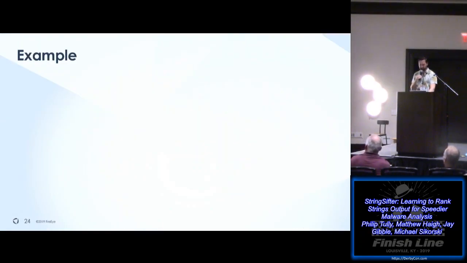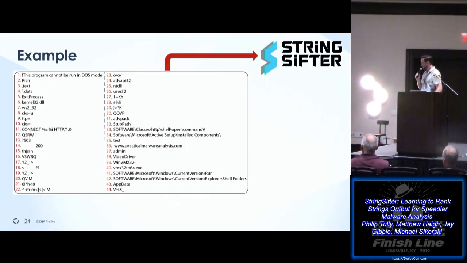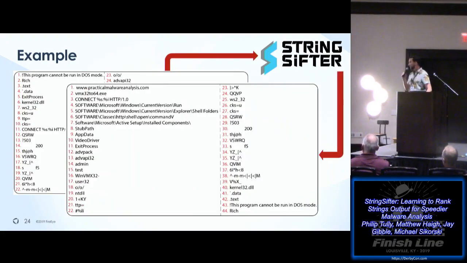So let's put these things together. We have labels, we have features that we take from input strings, and we have an algorithm to perform our ranking for us. So let's try to feed this a set of unseen input strings. Here is a very simple example. It's a strings output from a malware binary that produces 44 strings. We feed this through StringSifter, and we get back something that should be more useful.